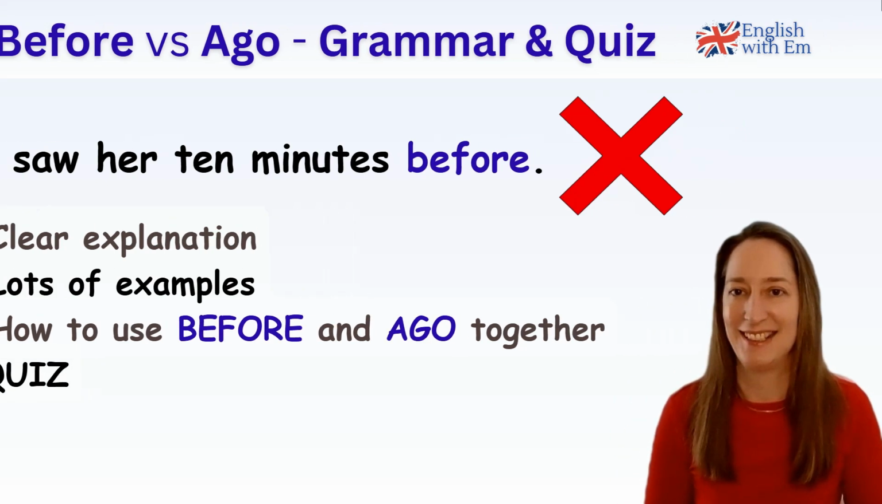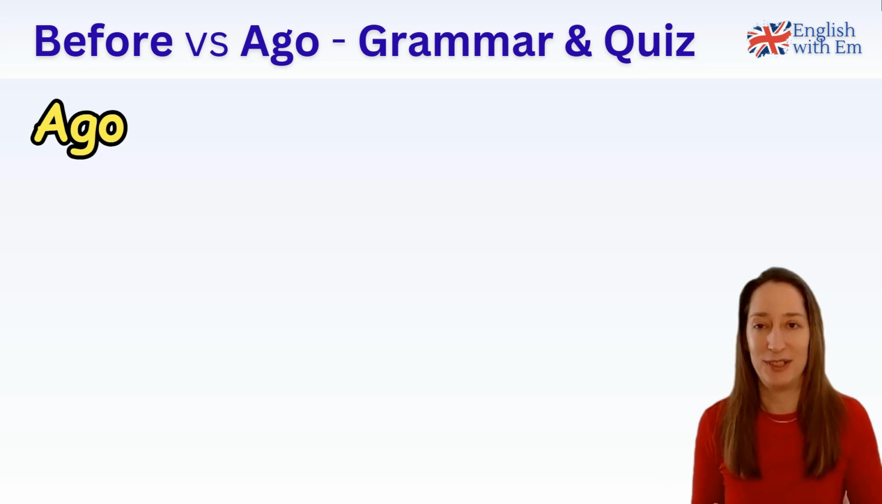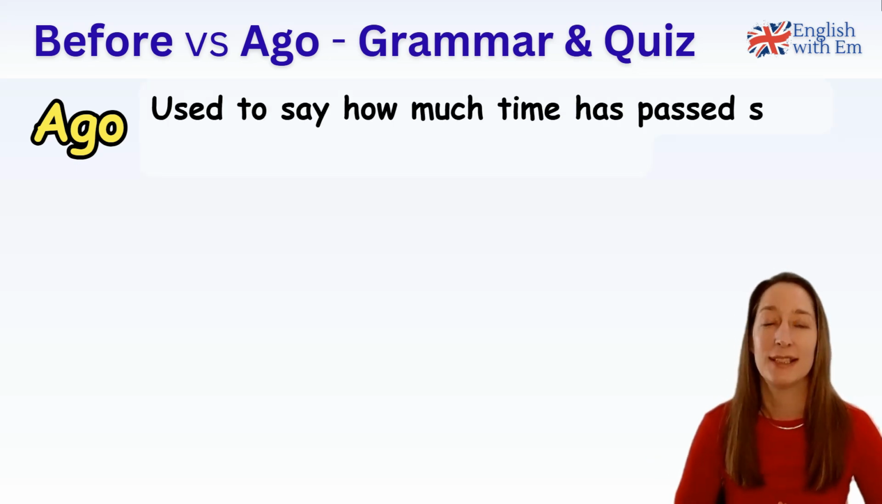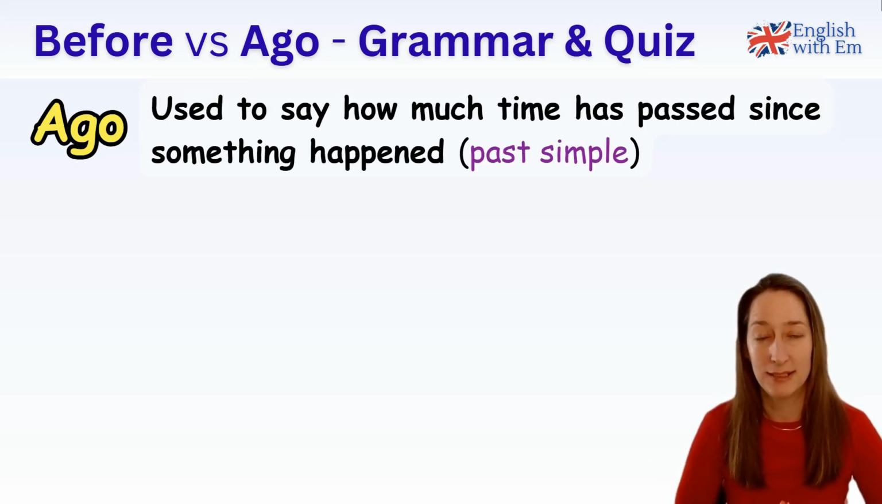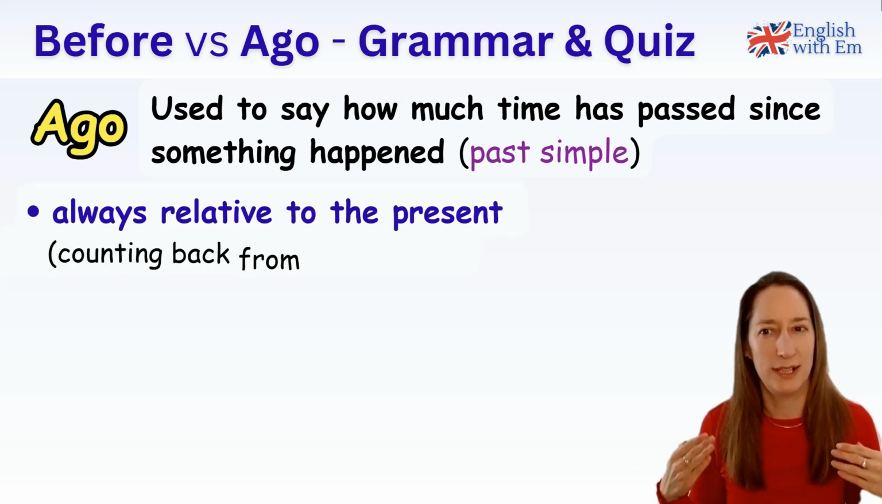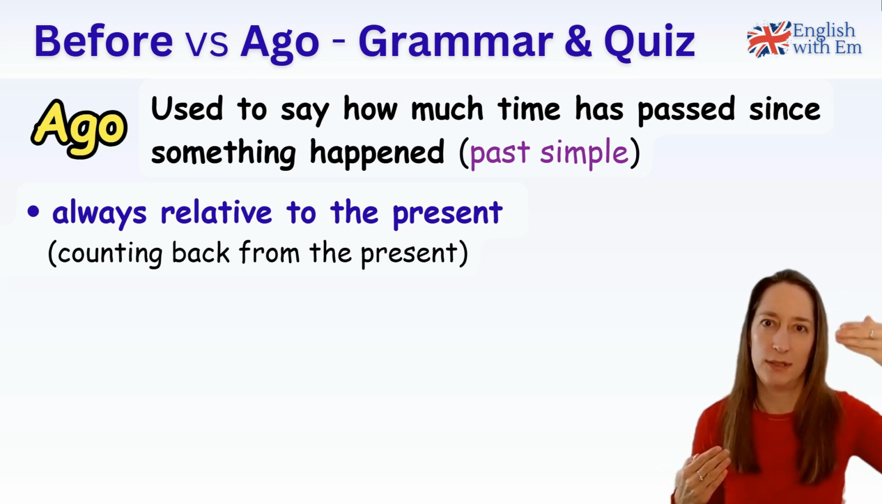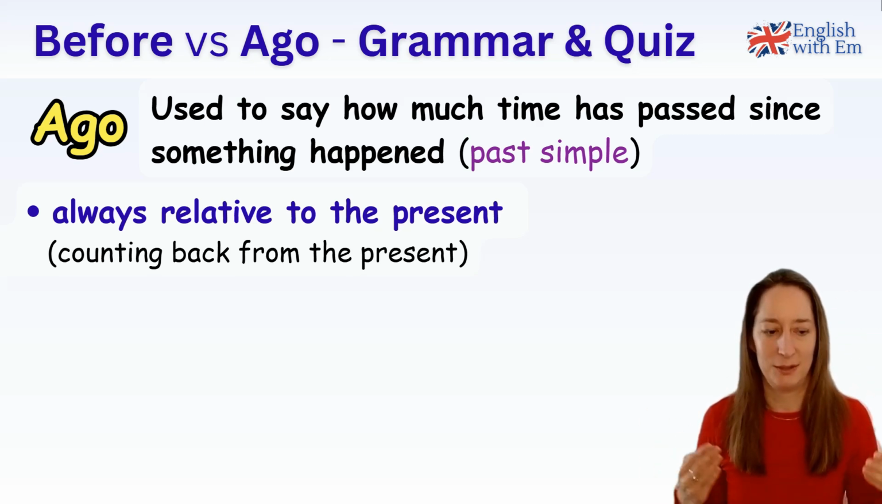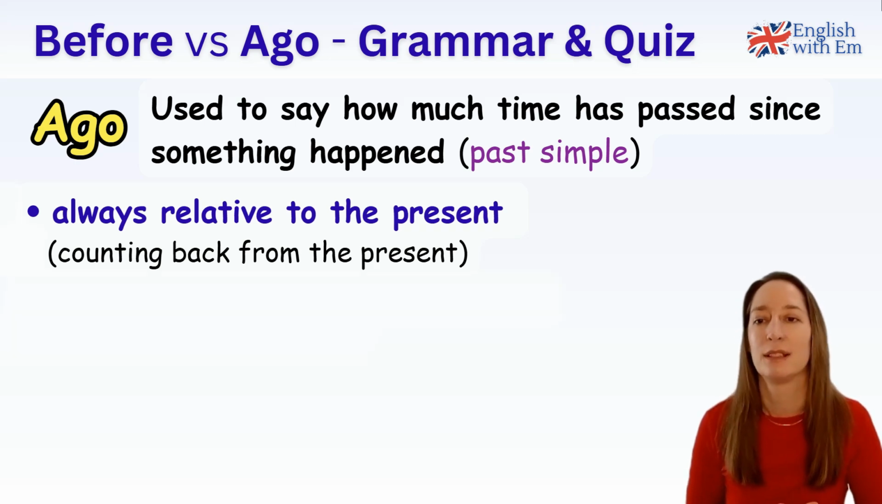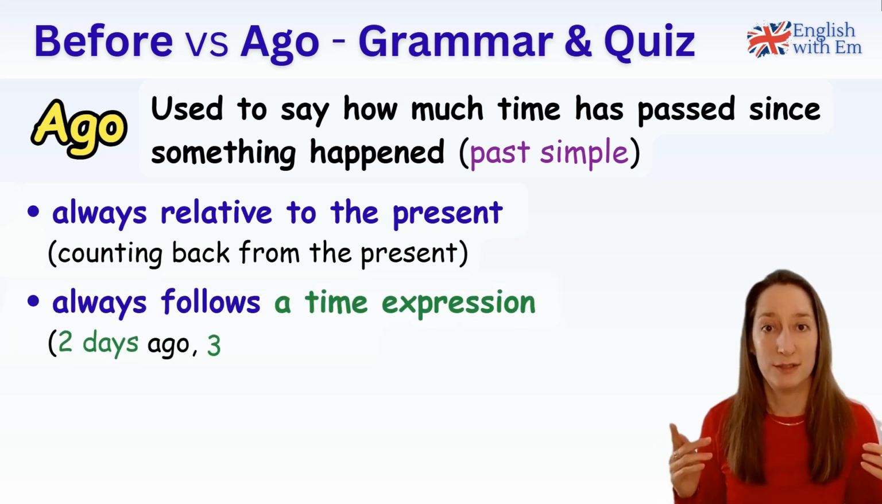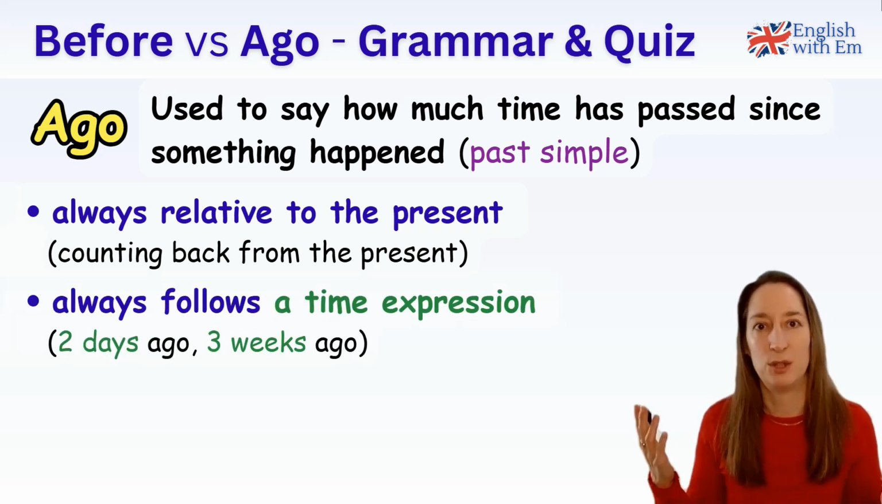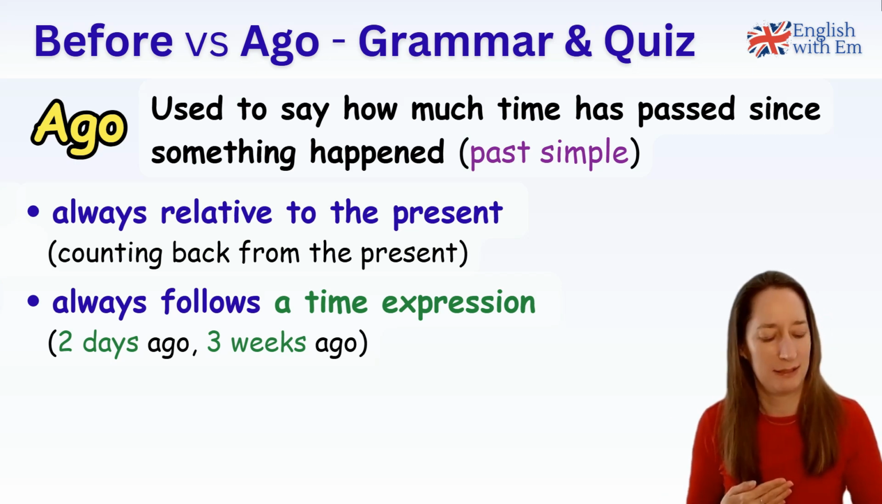Let's get started. Ago. We use ago to say how much time has passed since something happened, and we use it with the past simple tense. It is always relative to the present, so you can think of it like counting back from the present or from now. It always follows a time expression, like 2 days or 3 weeks.